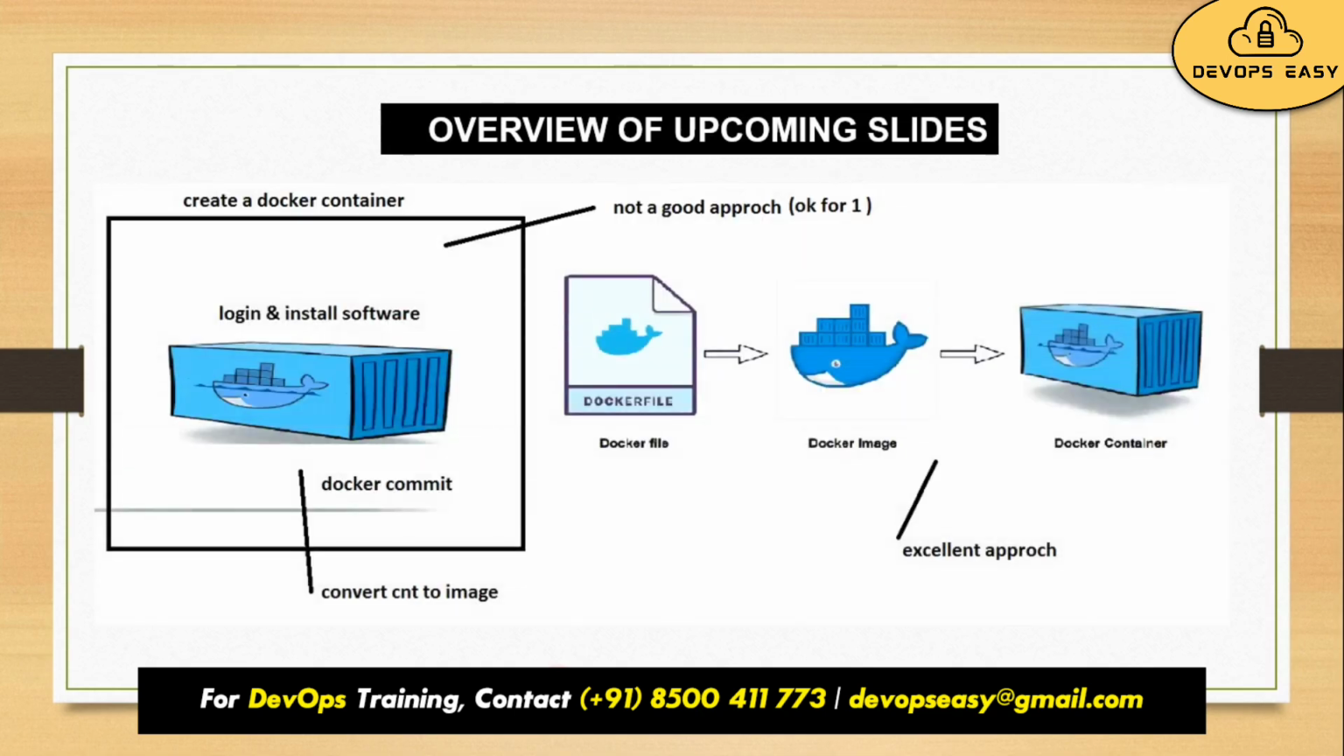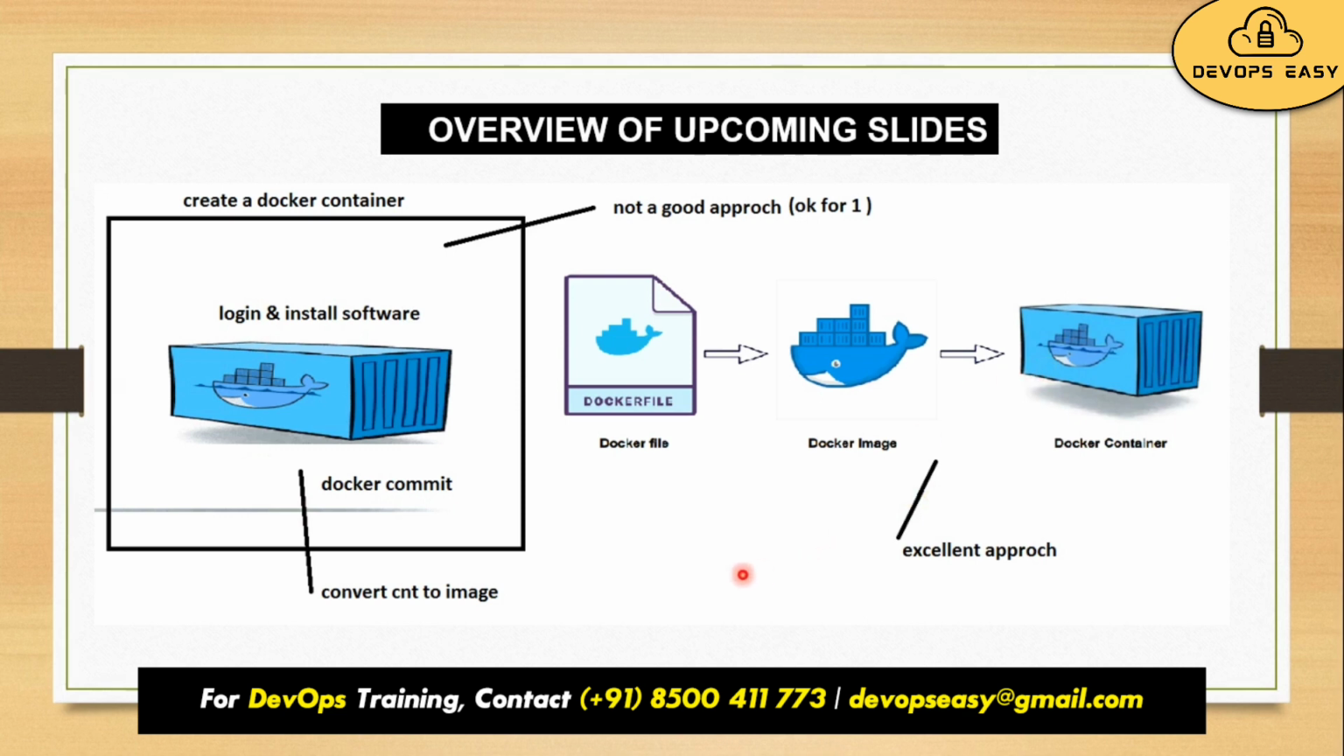So this is the overview of the upcoming slide. What I will do, I will create a container, log in inside that container, install some software, and convert that container into a Docker image. Okay, this is not a good approach. Instead, I will create one simple Dockerfile. Using that Dockerfile, I will create a Docker image. From that Docker image, I will create a Docker container. This is the real-time approach. This is an excellent approach. Companies require only this.